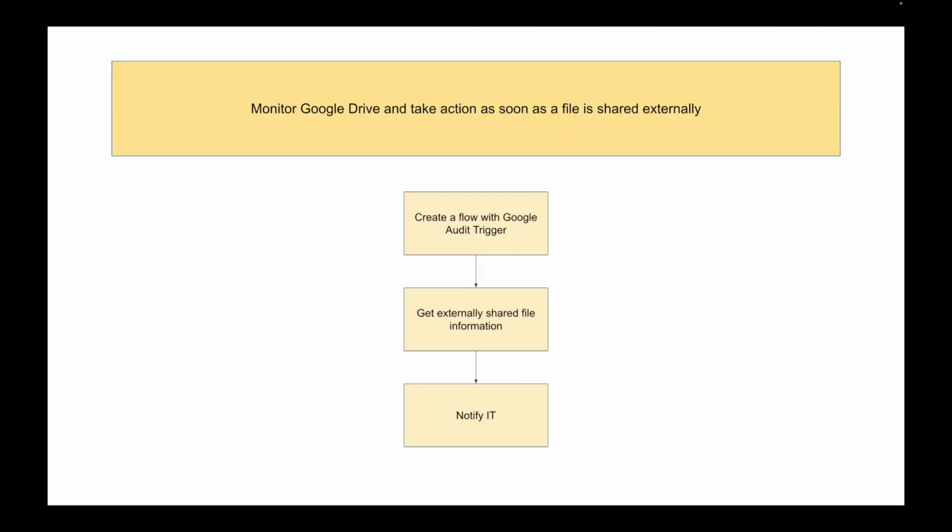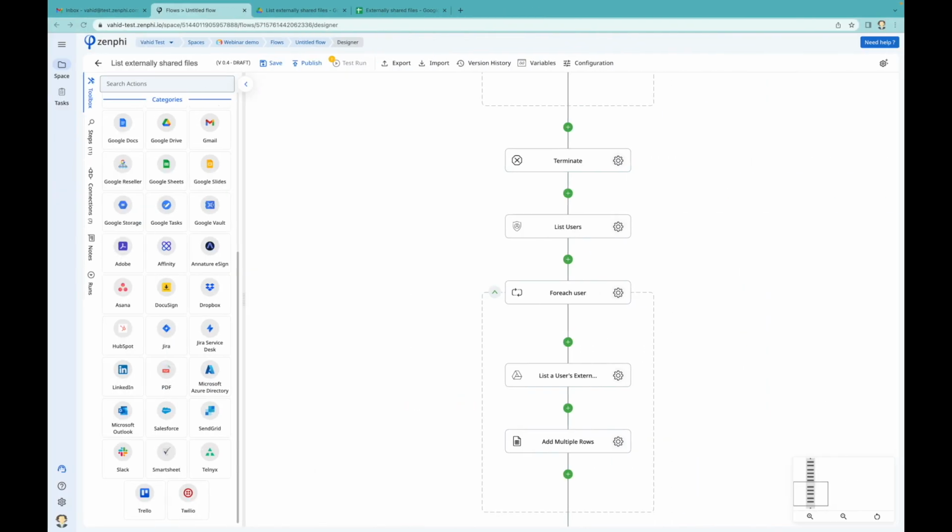So for that, we're gonna create another flow with a Google Audit Trigger. I'll walk you through Google Audit Trigger, but basically it gives you the ability to keep an eye on all the events happening in your Google Workspace environment. And then we've got to get information for the file which is shared, and then notify IT. Okay, let's actually jump back into here and start automating the second flow that we have.